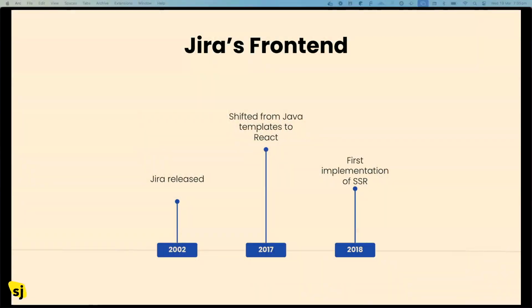Jira started in 2002, and since then, the front end's gone through an enormous number of architectural changes. These are some of the relevant changes. So back in late 2017, we kicked off a shift toward React and away from Java templates. And then in 2018, we got our first implementation of server-side rendering. SSR has changed a lot since that version. And today we're looking at the changes to the runtime that powers that SSR and how it's contributed to cutting our page load times in half.